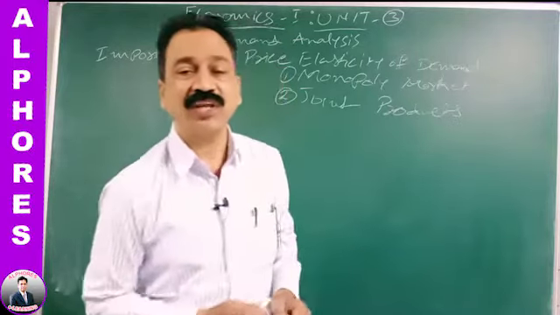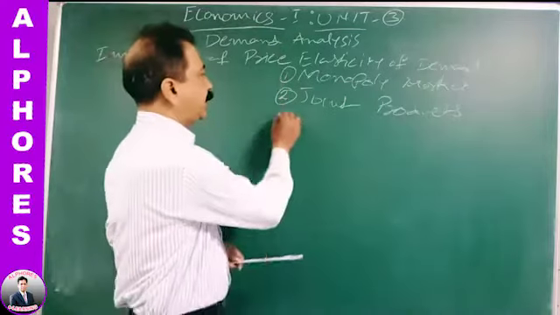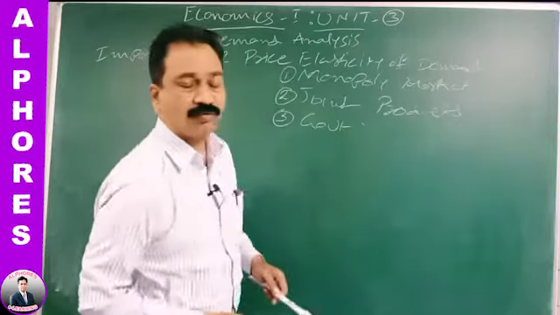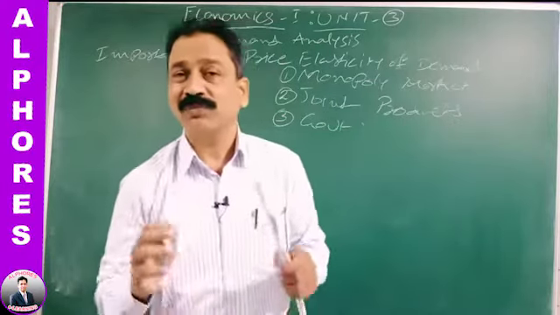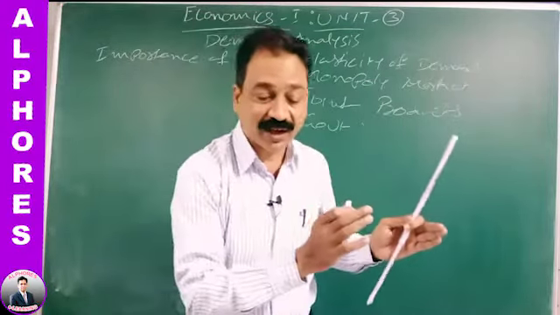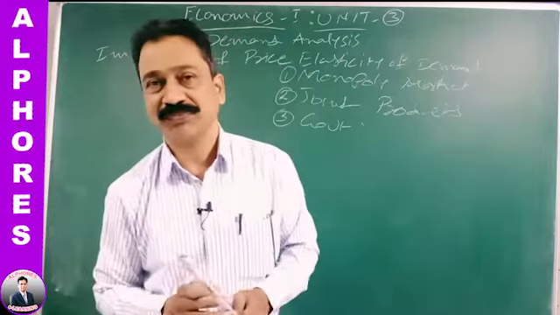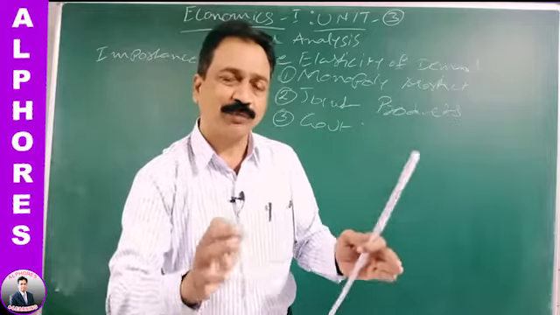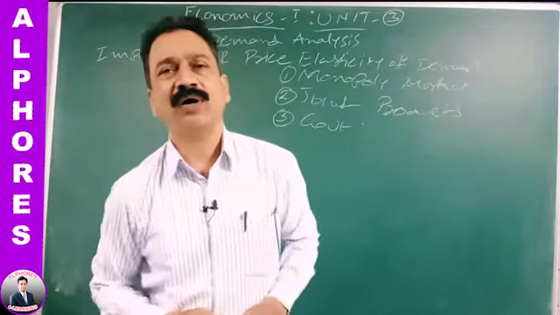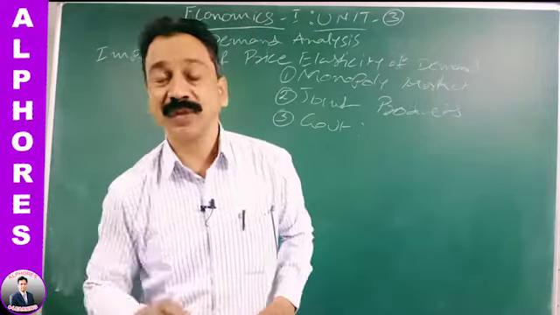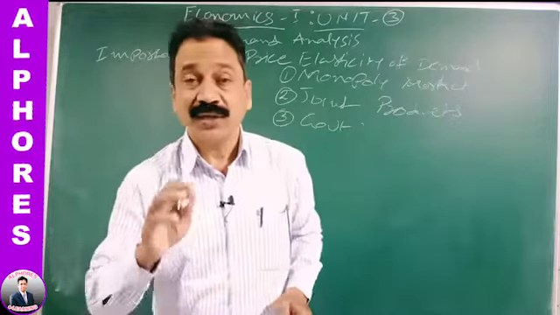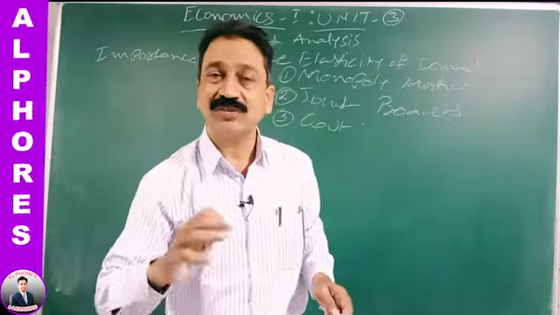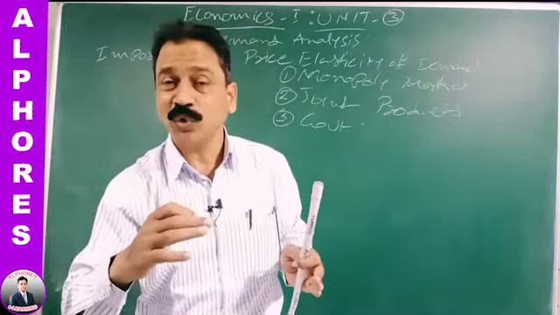Now, the third one is government. Governments have their own method. What is that? Government will watch whether the product is elastic or inelastic. If it is an elastic one, then the government will give that product to the private companies, because it is elastic. If the companies increase the price, the demand will decrease. That's why they are afraid to increase the price.